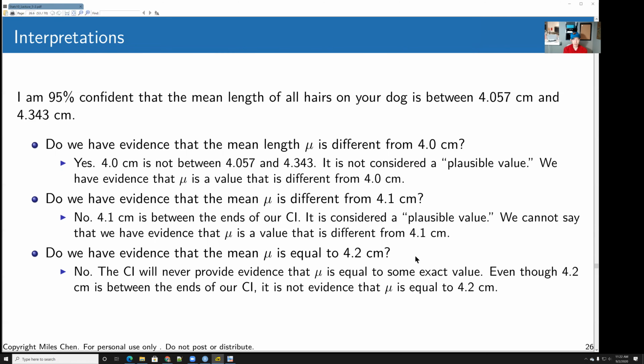Do we have evidence that mu is equal to, say, 4.2? All right, and the answer is no. The confidence interval will never provide evidence that the parameter, in our case mu, is equal to some exact value.